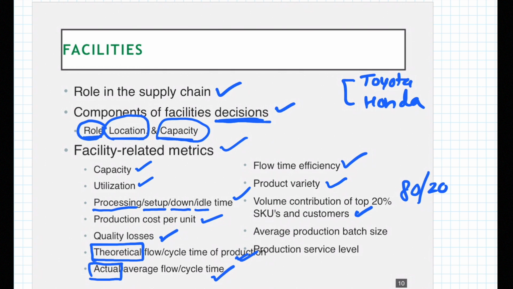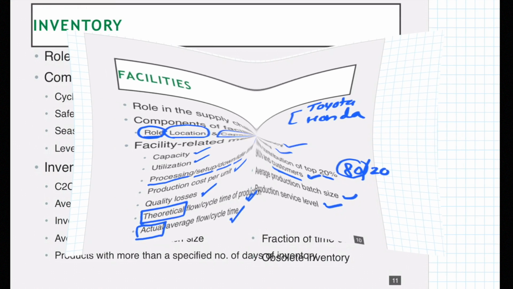The 80-20 rule says 20% of the SKUs bring 80% of the profits. Similarly, 20% of the customers may bring 80% of the orders. So it is important to focus on them. Average production batch size is important, and production service level measures the fraction of production orders that are completed on time.